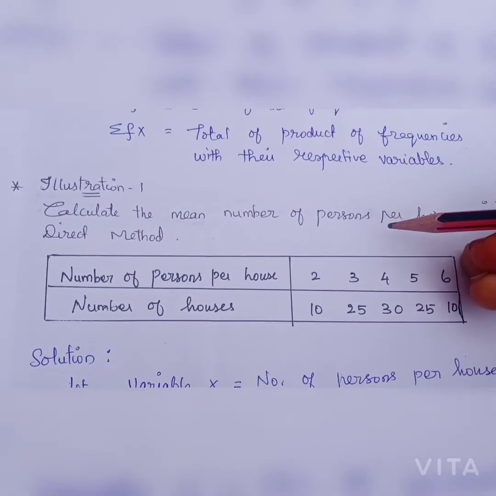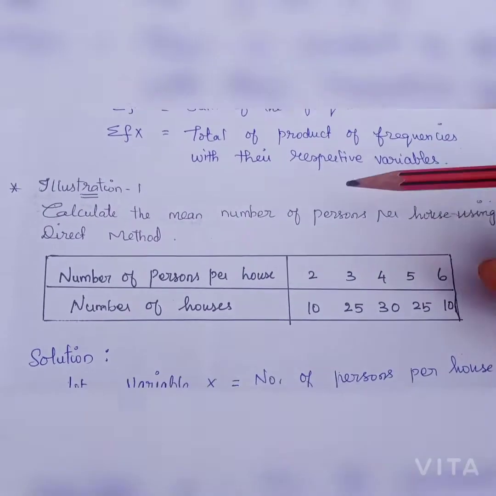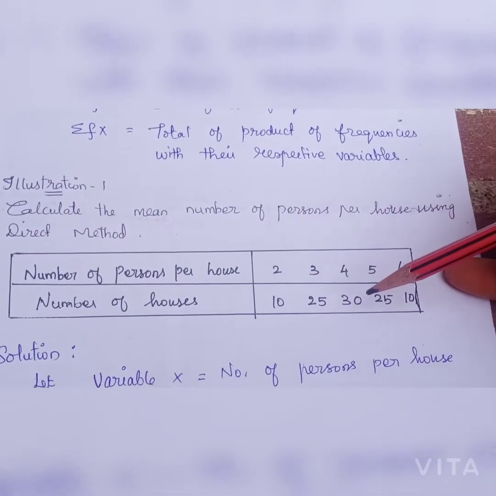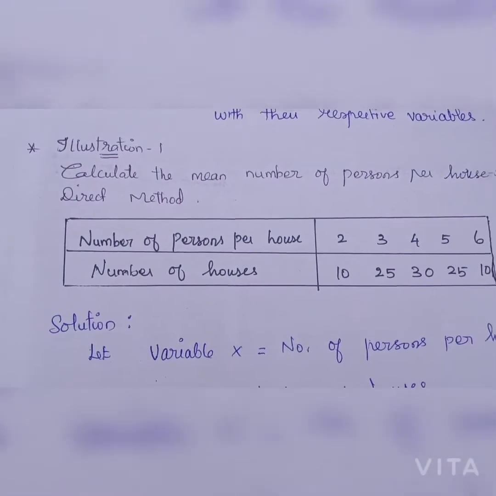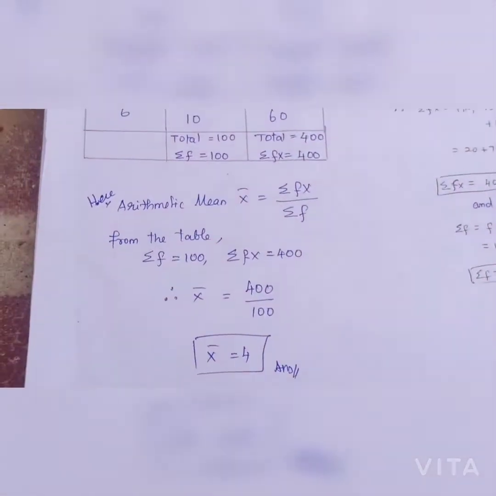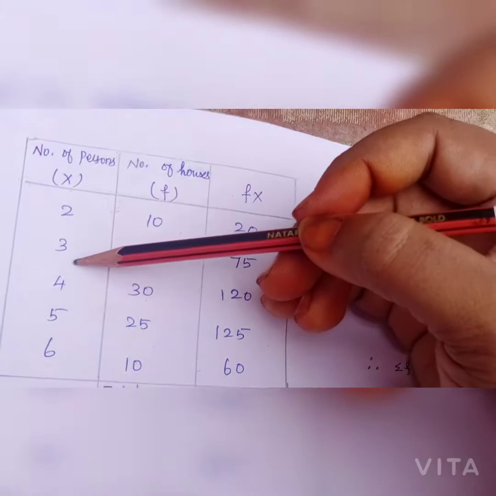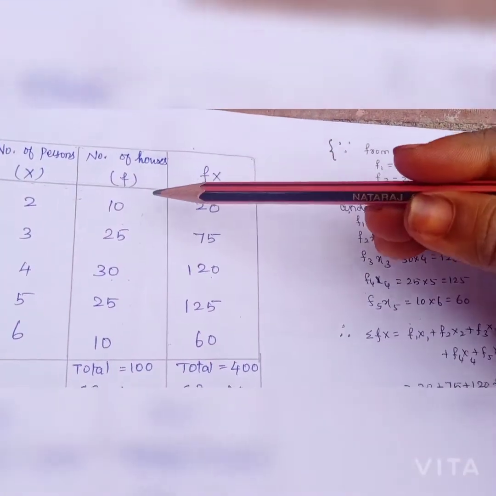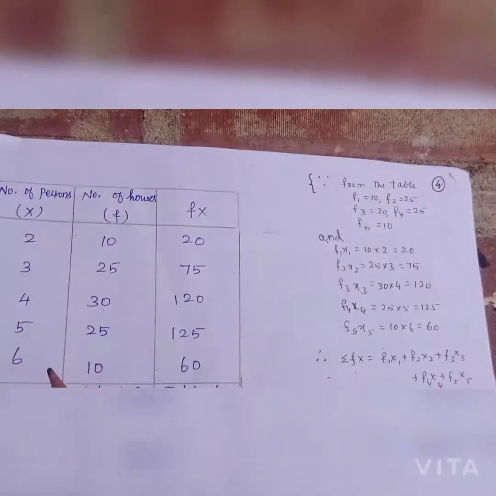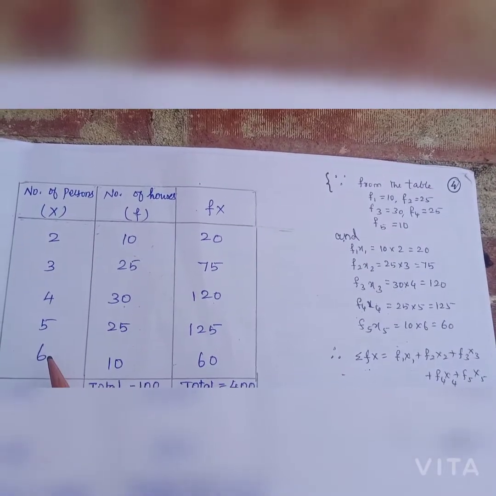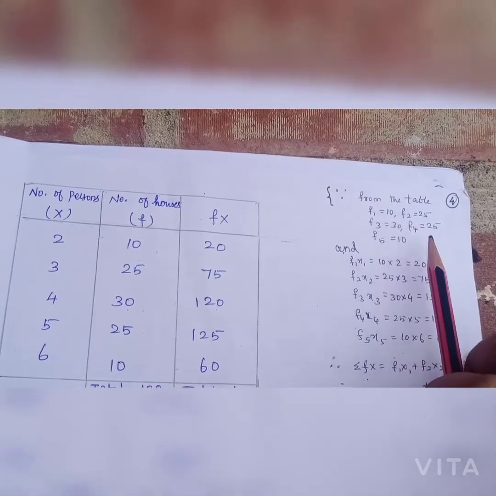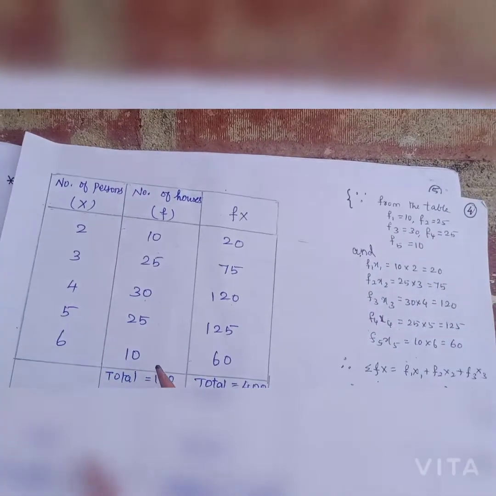Example: calculate the mean number of persons using direct method. Number of persons 2, 3, 4, 5 and 6. Number of houses 10, 25, 30, 25 and 10. Solution: let us consider the variable x is number of persons and frequency f is number of houses. Here x is 2, 3, 4, 5 and 6, f is 10, 25, 30, 25 and 10. Here x1 is 2, x2 is 3, x3 is 4, x4 is 5, x5 is 6, and f1 is 10, f2 25, f3 30, f4 25, f5 10.